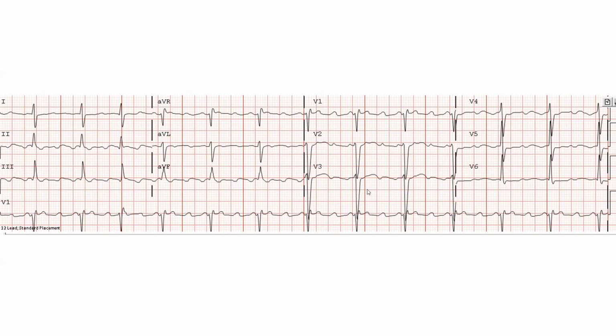Anyway, do we have LVH voltage here? What is the Cornell here? S in V3 plus R in aVL is 20 millimeters, which fits the Cornell criteria for LVH in a woman, or in a man, if he has a big upright T wave in lead V1. It's hard to tell the T wave status in lead V1 here. I don't think it is more than 2 millimeters. In a man, the criteria are lower. You move to 12, 22. In women, 20, in men, 22 millimeters if you have a big upright T wave in lead V1. She doesn't actually. But she's a woman, so she fulfills the Cornell criteria. What else? So she has LVH.